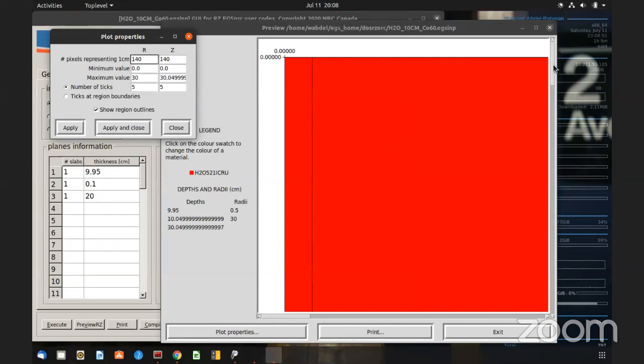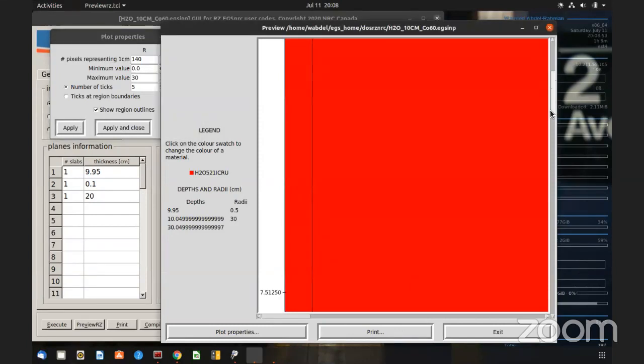Okay. So what I've done, I use an RZ geometry. One slab up to 9.95. This is at 9.95. And then the next one is at 10.05. So this thickness is going to be 1 millimeter. Okay. And the radius is 5 millimeters also.